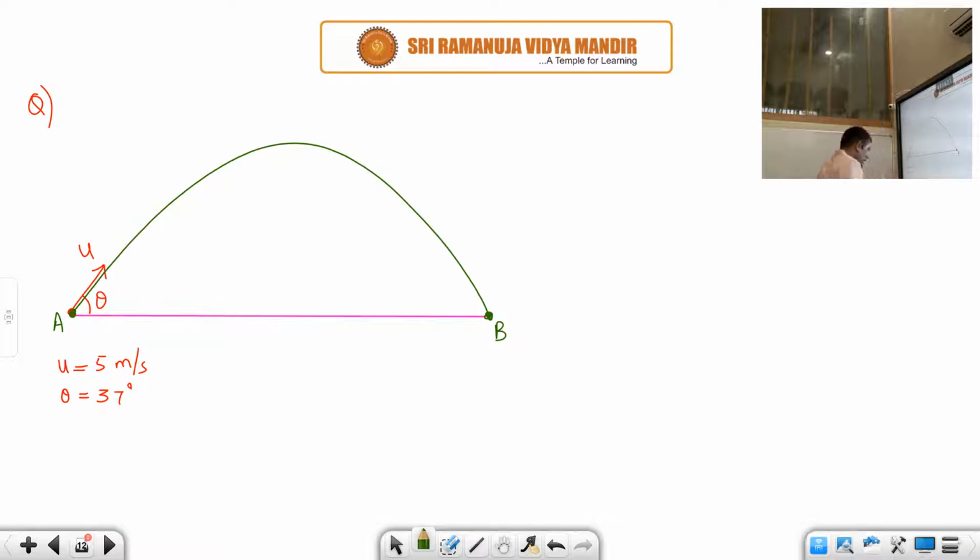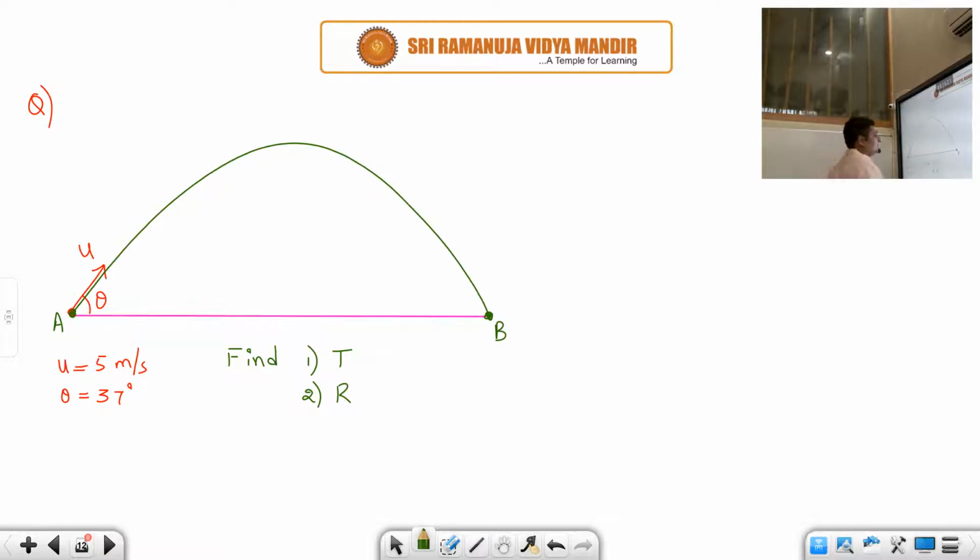Here the question is to find the time of flight and range. If the question is only this, then it is easy to solve. You yourself can solve, correct? Because u is equal to 5, theta equal to 37. You know the formulas: t equal to 2u sin theta by g, range is equal to u square sin square theta by 2g. Directly we will substitute in the formula. But the question is not this one.